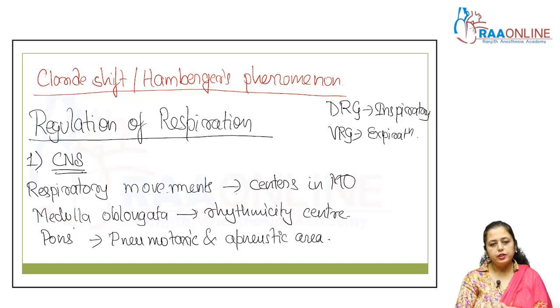So now what will happen? The pneumotaxic center is also known as the pontine center, and it is located in the upper part of the pons. Actually, it controls, or we can say it inhibits, it sends inhibitory impulses to the inspiratory center, right?